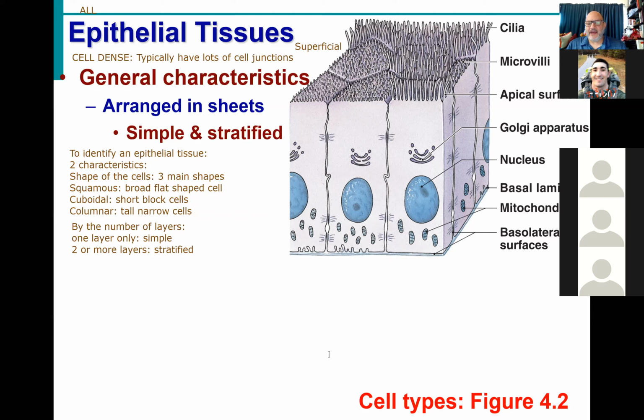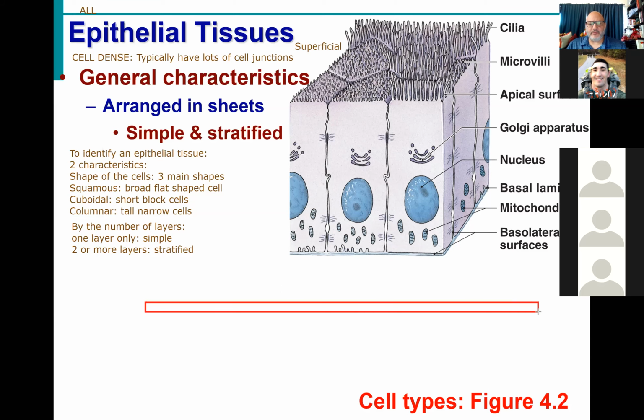So if I had a tissue that was comprised of a single layer of very flat cells, how would I identify that tissue? Simple squamous. Excellent. It would be a simple squamous epithelial tissue.